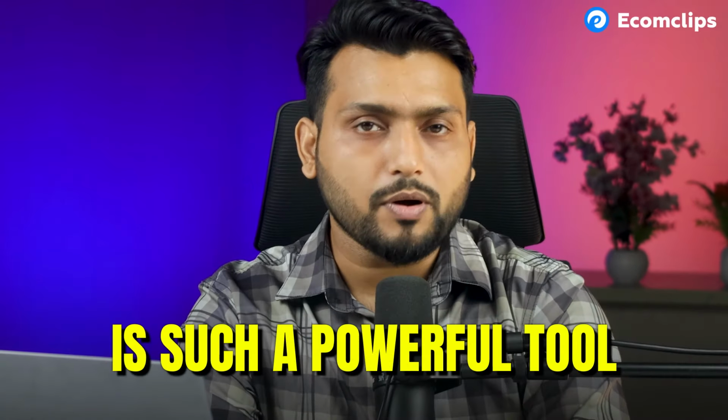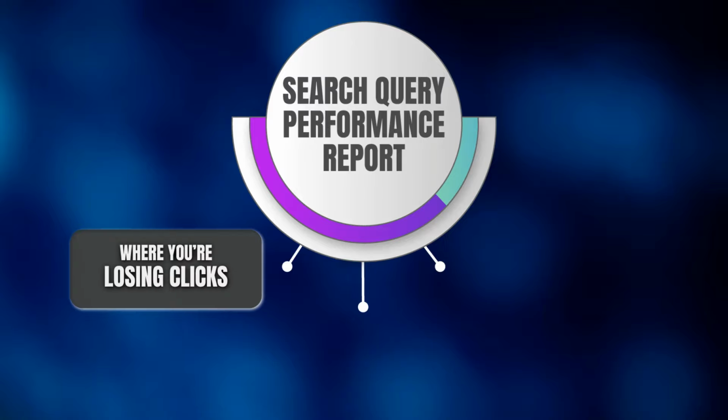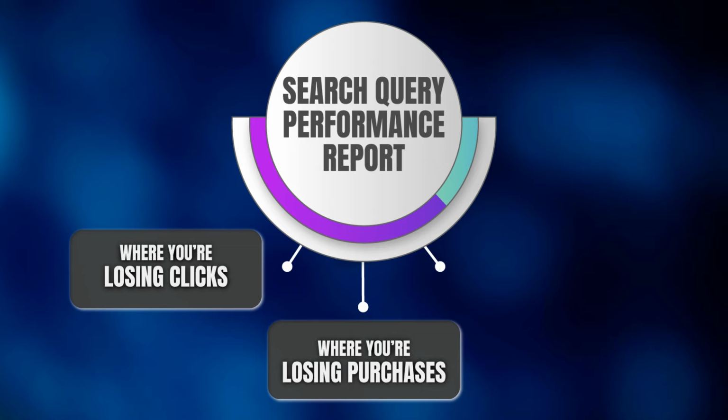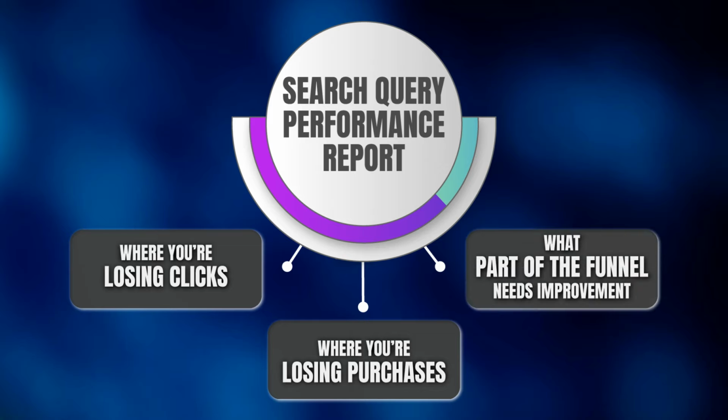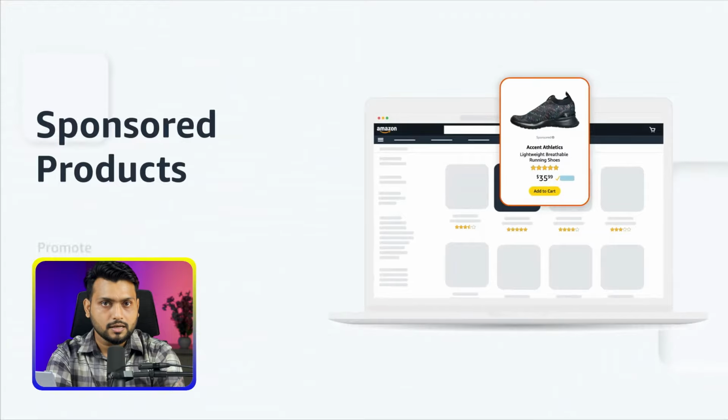And this is why the search query performance report is such a powerful tool. We can go in keyword by keyword and figure out where you are losing clicks, where you are losing purchases, and what part of the funnel needs improvement. That way, we don't waste time guessing. You know exactly where to tweak and test. And once you know which keywords are working, you can run exact match sponsored product campaigns or sponsored brand ads with creative tailored especially to those terms.